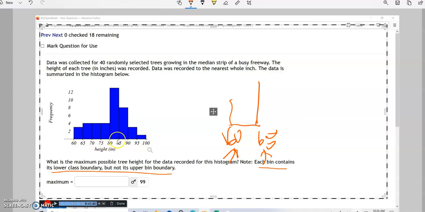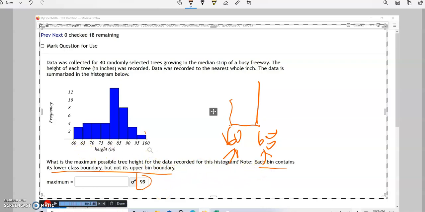80, 81, 82, 83, 84 in this class, 90, 91, 92, 93, 94 in this class, and 95, 96, 97, 98, 99 in this class. So the maximum is 99, not 100. And that's how you read this when it's giving you just lower class boundaries but no uppers.